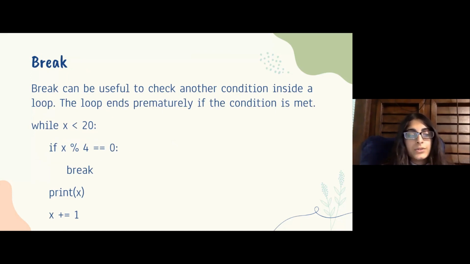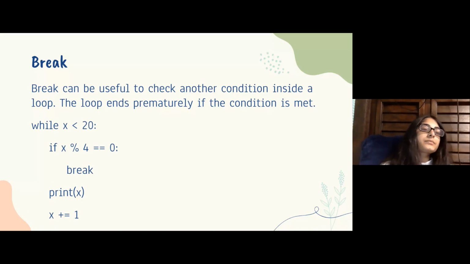Now what is useful to know is a keyword called break. What break does is it's useful to check if another smaller condition is met inside of a loop, and we can end our loop prematurely if that condition is met. So here we have while x is less than 20. While x is less than 20, I want to print out x and then increment by 1. So it's going to keep going.